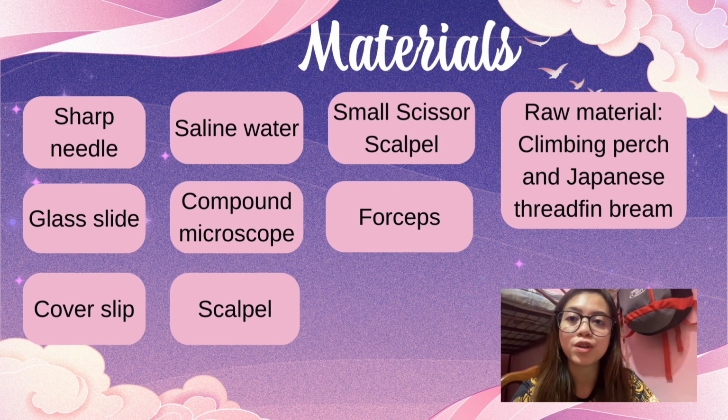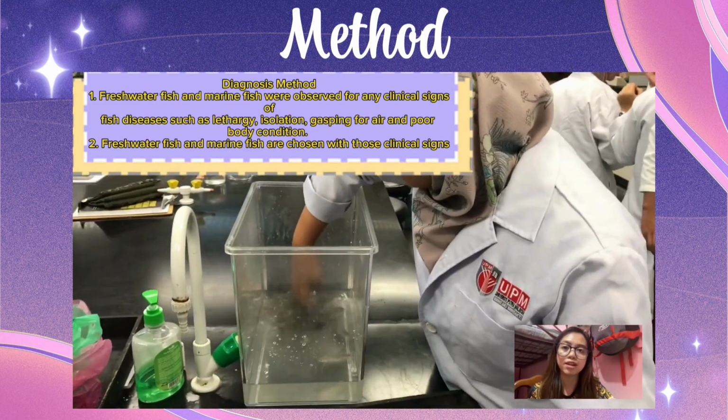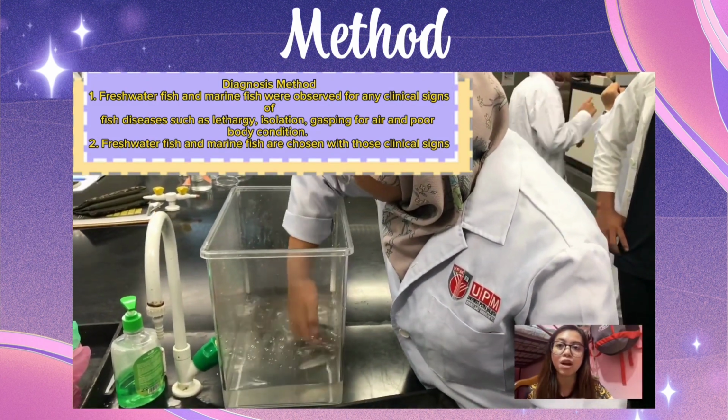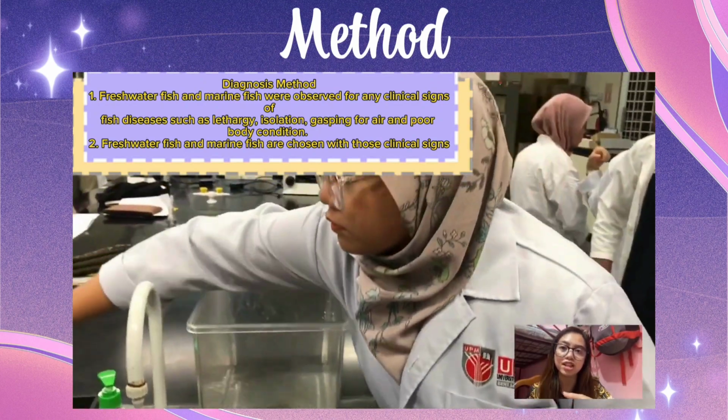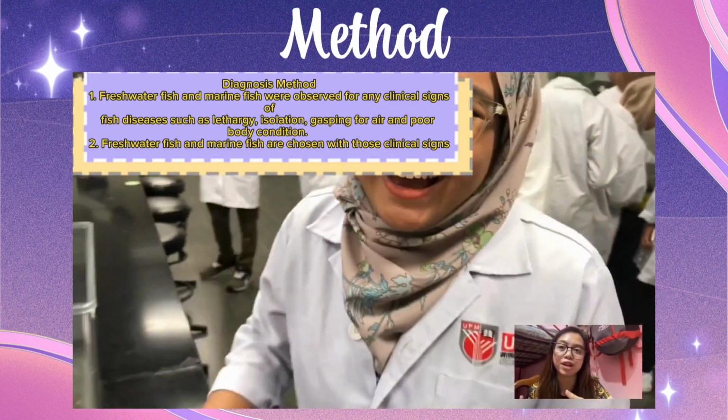The materials used are sharp needles, glass slide, cover slip, saline water, compound microscope, scalpel, small scissors, forceps, freshwater fish, which is the climbing perch, and marine fish, which is the pennah threadfin bream. For the method, we first used the diagnosis method, where the freshwater fish and marine fish were observed for any clinical signs such as lethargy, isolation, gasping for air, and poor body condition.